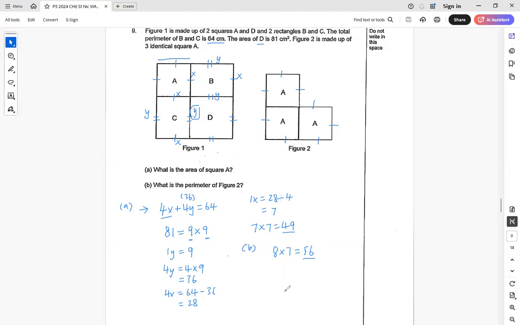All right, so I'll just write down the answer for part A. It will be 49 square centimeters. And then for part B, the answer will be 56 cm. Part A is asking for area, and part B is asking for perimeter. So take note of the units. Okay, let's move on to the next question.